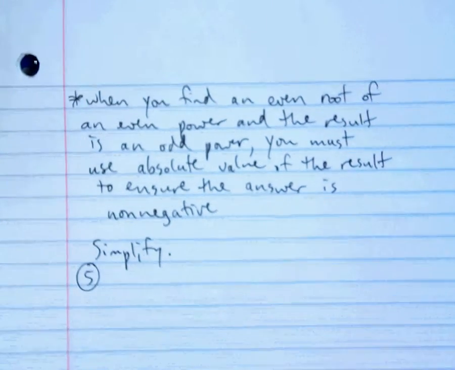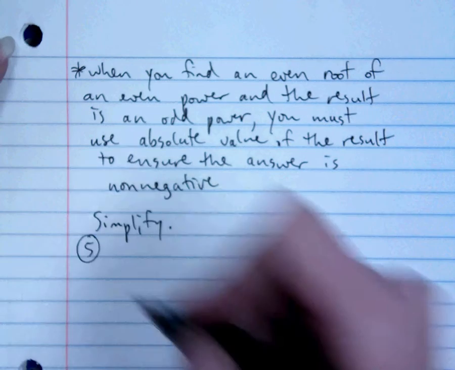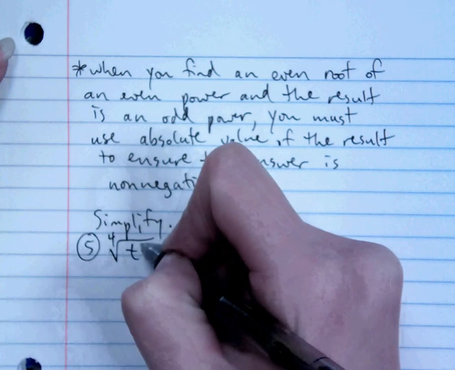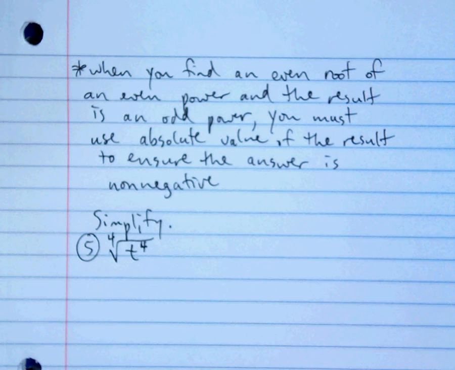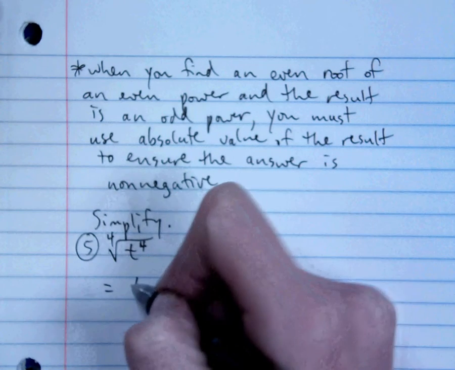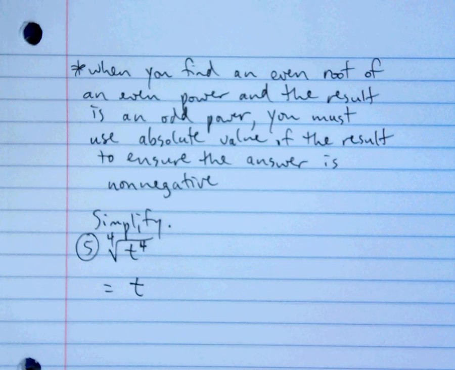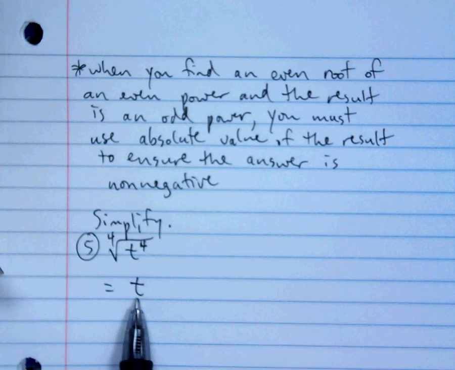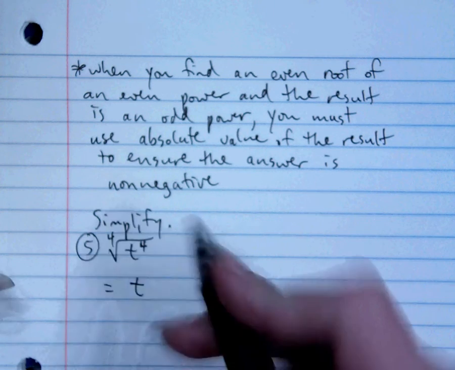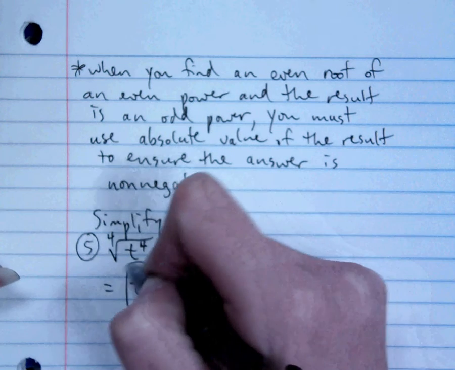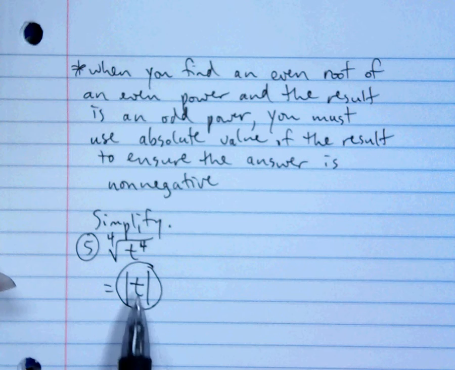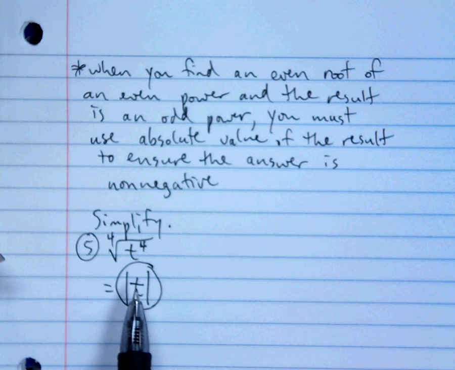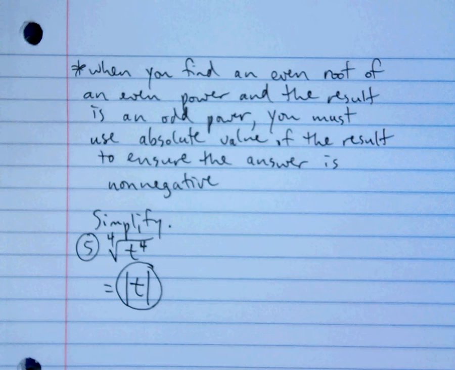Again, our directions are still simplify. If I have the 4th root of t to the 4th, I hope most of us are thinking, well, I'm just going to get t, because t times t times t times t is going to equal t to the 4th. But the point is, I don't want this t to be negative. I want to keep it positive, so I've got to make sure I've got absolute value bars around that, because the t was to the 1st power, an odd power.